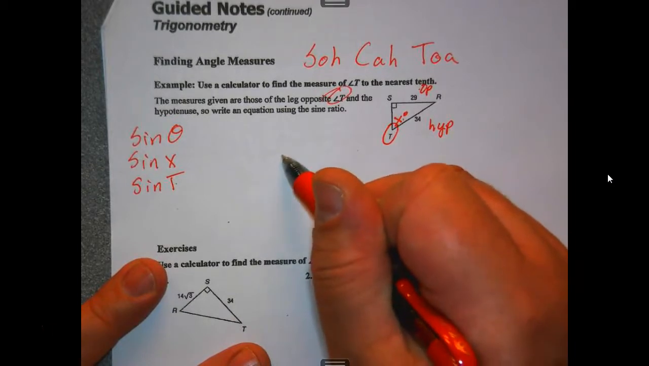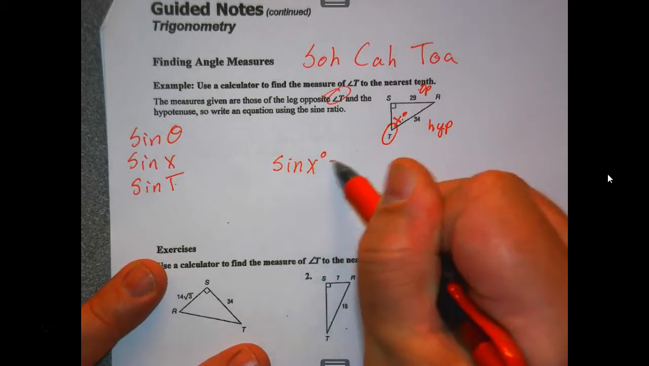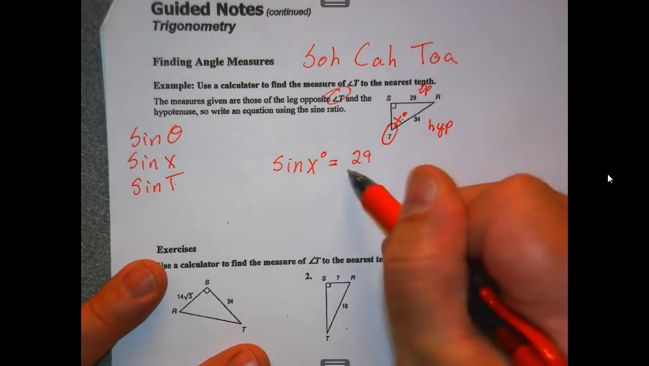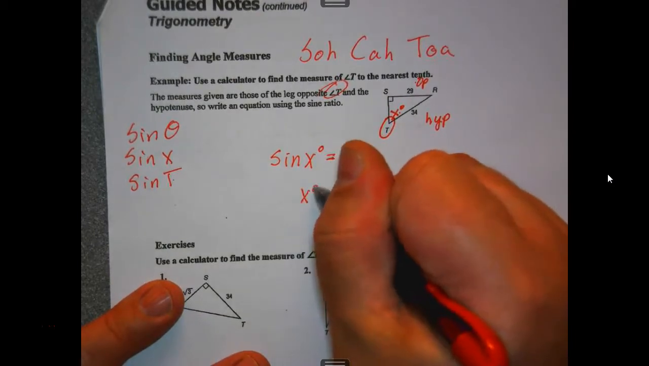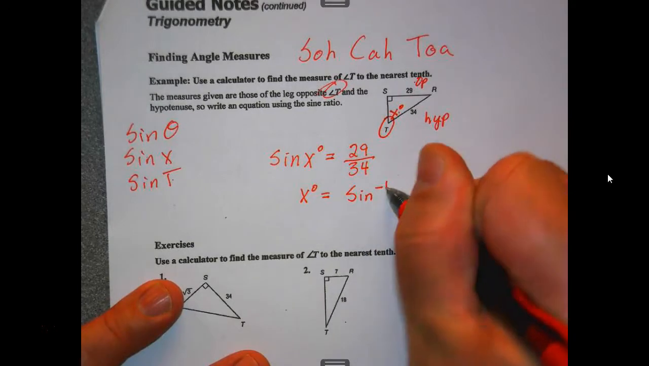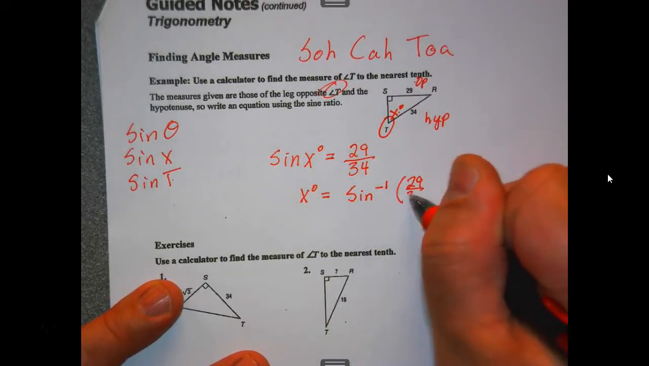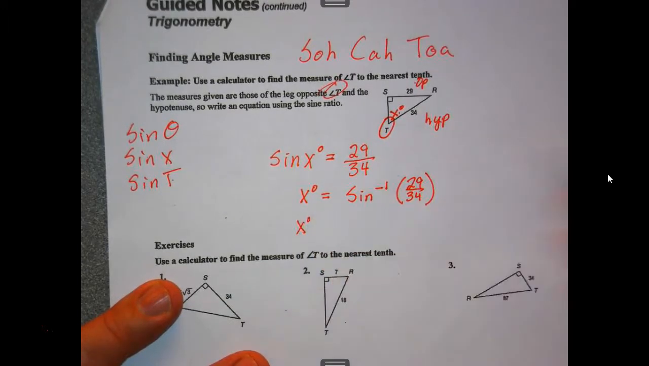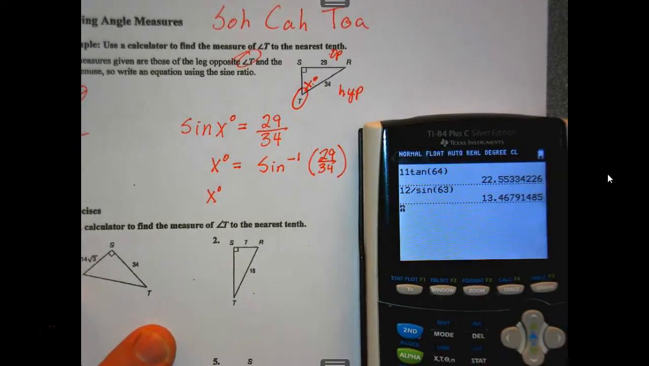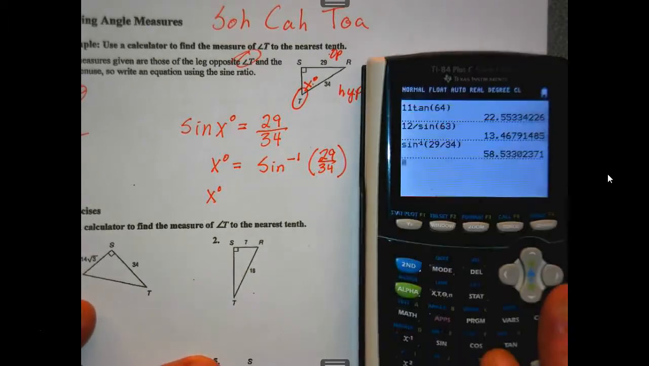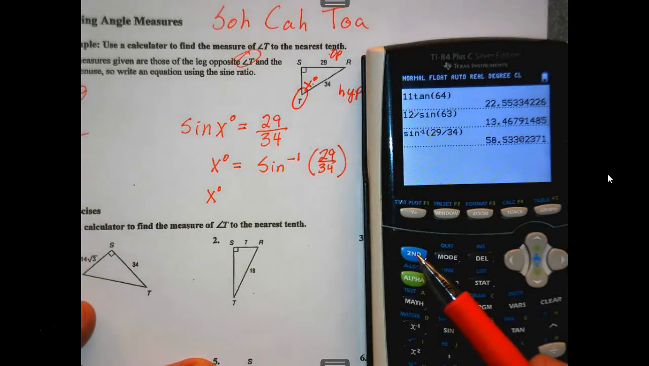So we're going to use the sine of x degrees equals opposite over hypotenuse. And to find x, we're going to take the inverse of the trig function of the fraction. You're right, you're going to use the second key, and then sine. Make sure you get the little -1 in there. And you're going to put in your 29 divided by 34. Use the second key, and then hit sine. Second key, then sine.